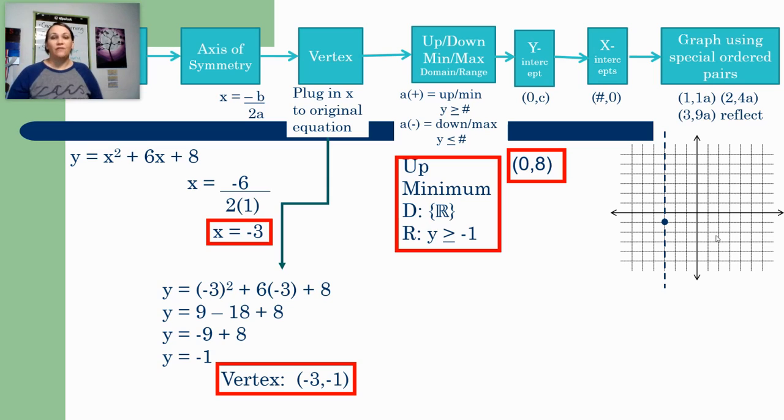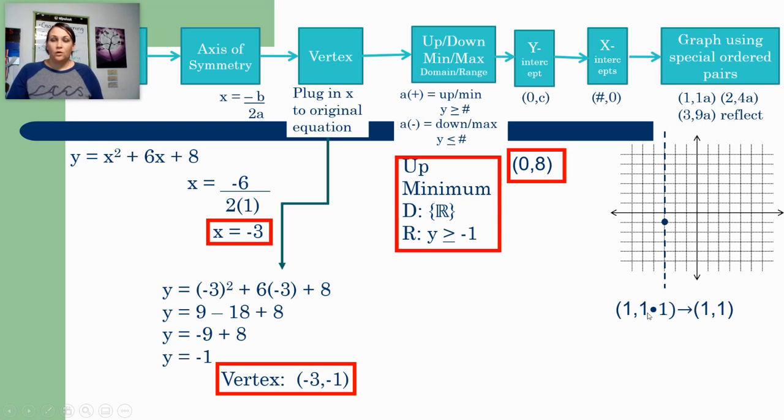Now for graphing, I've already got my starting point, my vertex. It's down here. And now I'm going to use my special ordered pairs, which are 1, 1a, 2, 4a, and 3, 9a. And those came from our parent function that we did at the very beginning of our live class today. And the a in these ordered pairs refers to the a in the equation. And in this problem, my a is just that +1. And you want to multiply your y coordinate by the a, and that will change it from like normal to skinny to wide.